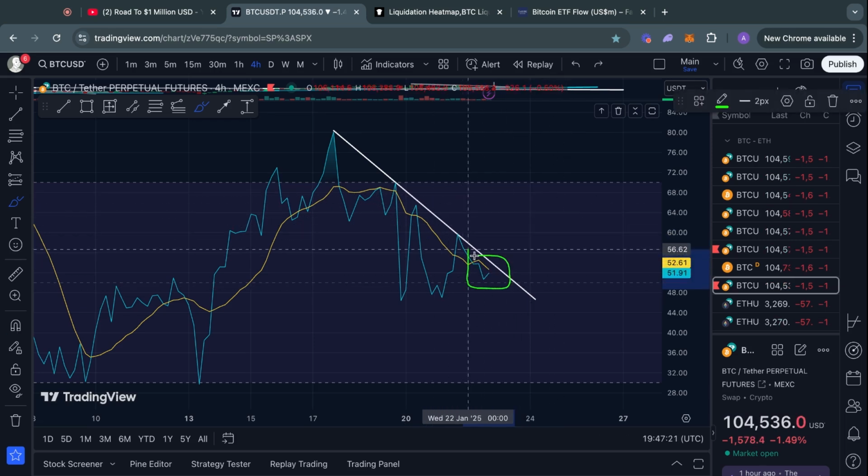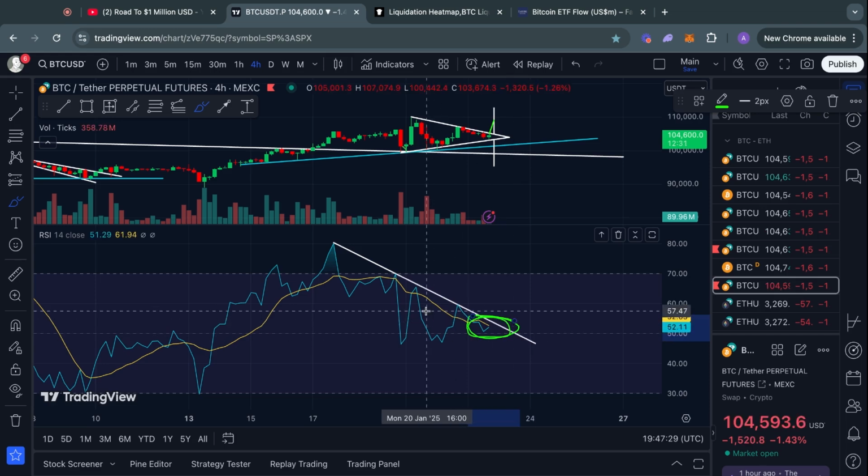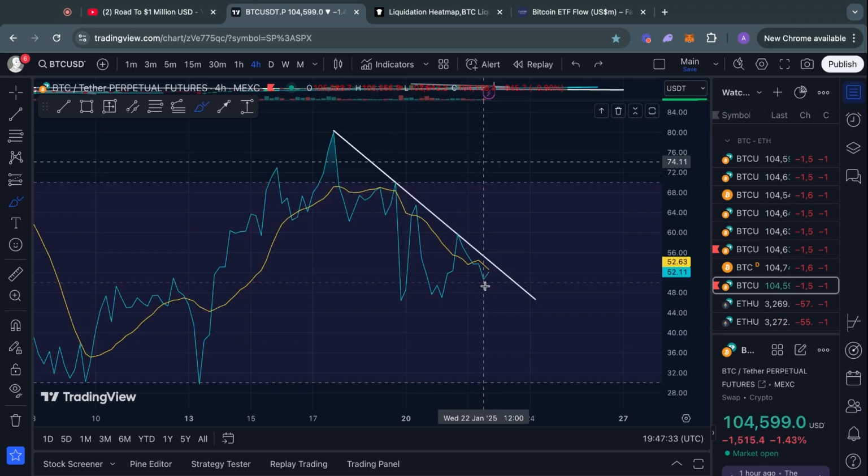And for me personally, taking this trade, if I'm seeing a breakout to the upside in this symmetrical triangle pattern, I would also be looking for a breakout to the upside of this descending line of resistance in the RSI, just as another level of confluence and to have a bit more confidence in that trade.